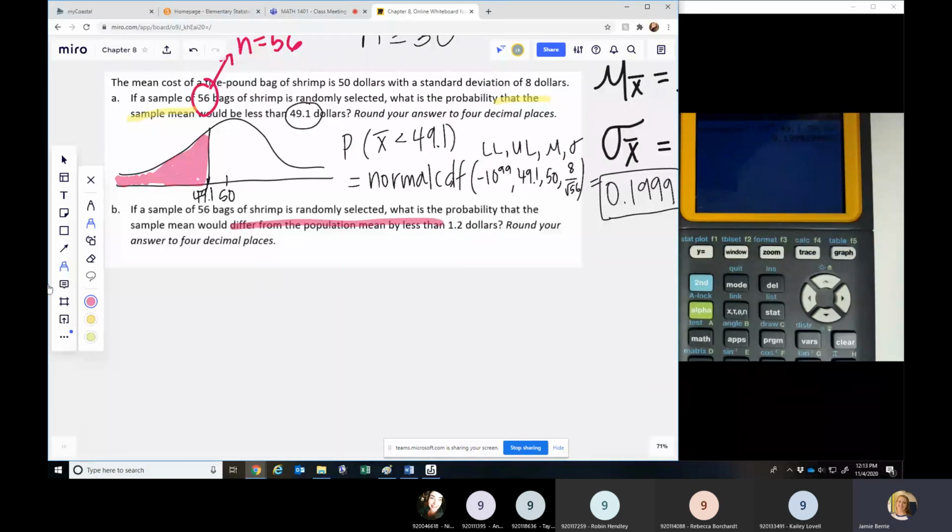I wasn't intending to use that pink highlighter, but it'll be fine.